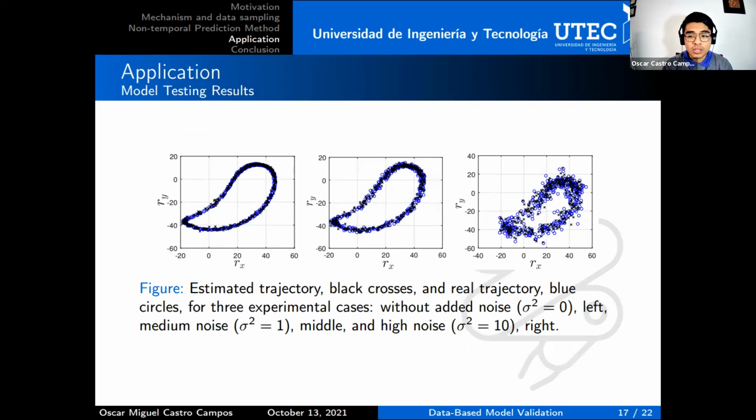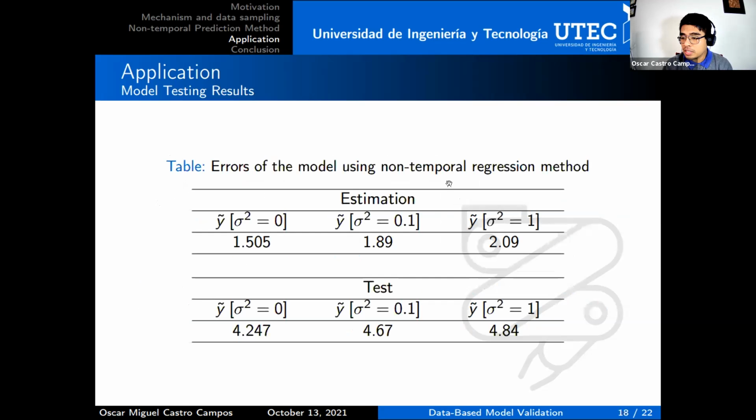We also have to test the robustness of this method. We add noise to the test input data, and we compare the model output and the actual output for two scenarios. The first one with Gaussian noise with variance equal to 1, and the second one with variance equal to 10. As was expected, the test error is greater than the estimation error. We can see this in the following table. Furthermore, the error increases the more noise is added to the input in the estimation process.